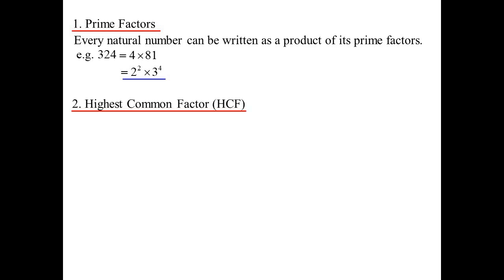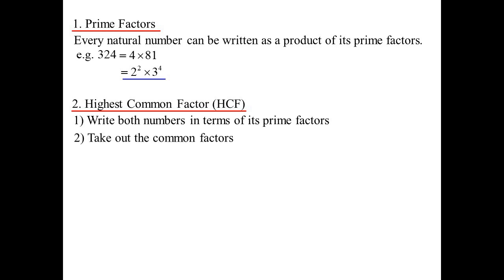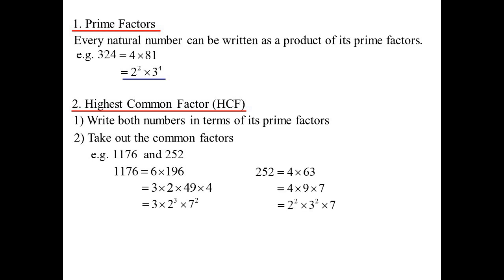Highest common factor. How do you work out a highest common factor? Well, you write the 2 numbers in terms of their prime factors. Then you pull out the common factors. So it's just like factorization in algebra. In fact, that's what we're doing in algebra. We're working out what the highest common factor is. So here's 2 numbers. 1,176 ends up being, eventually, there it is, 3 times 2 cubed times 7 squared. 252 is 2 squared times 3 squared times 7.